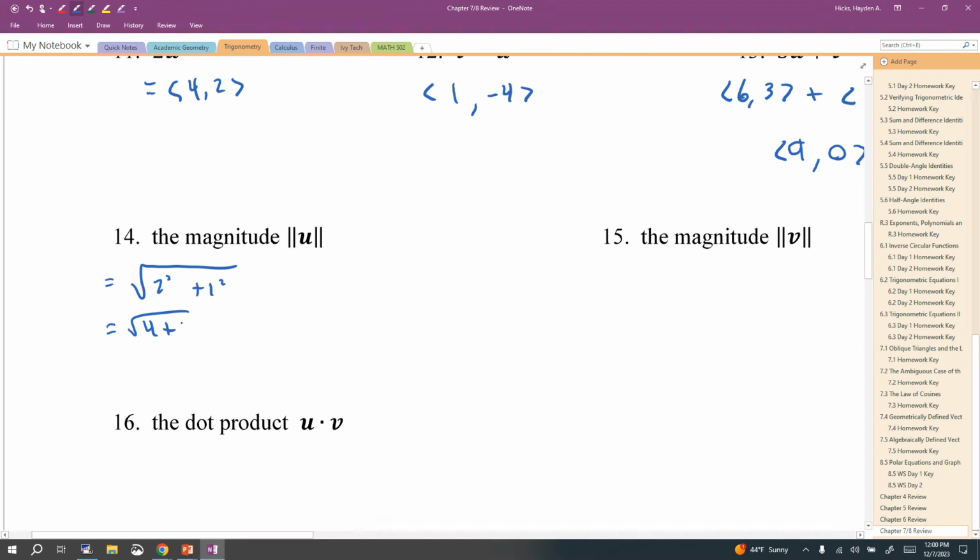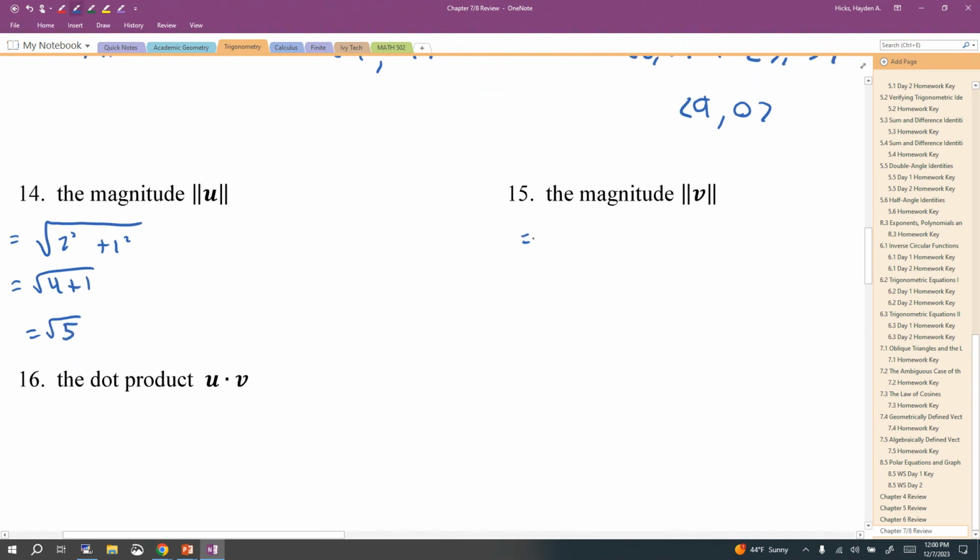What's 1 squared? So this is square root of 5. V, kind of same idea. We do have a negative here, so you'd want to be careful.